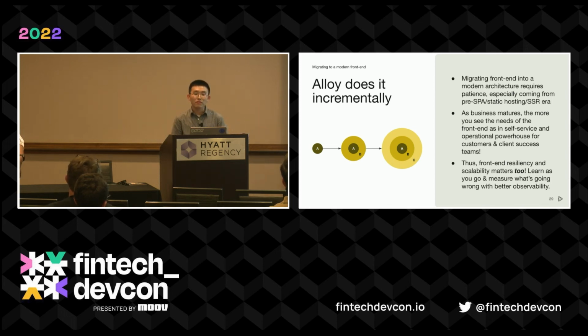Thus, all of that leads to this point: front-end resiliency and front-end scalability really matter. So what I recommend is learn as you go, invest your effort, be patient, but make incremental changes. And also measure what's going wrong or what's going great with better observability as you make these changes. Because the front end should be considered a dedicated first-class citizen in your service stack. It is not just about buttons and styles.